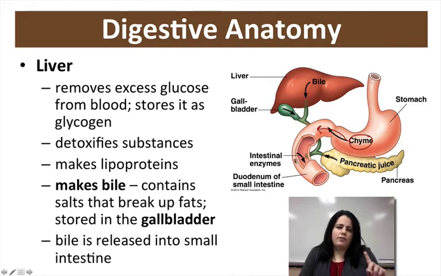So the liver makes bile, the gallbladder stores bile. Some people tend to have a gallbladder issue for one reason or another, and they could have their gallbladder removed because it's really an unnecessary organ. If it's removed, then the liver directly dumps the bile into the small intestine instead.